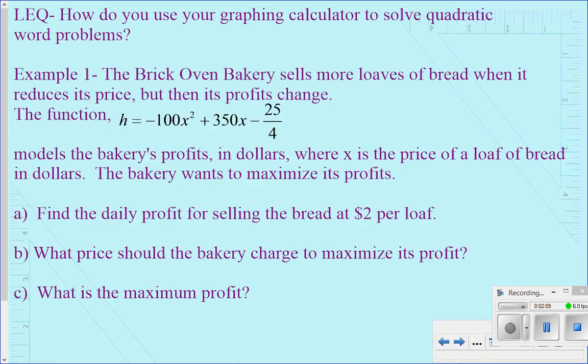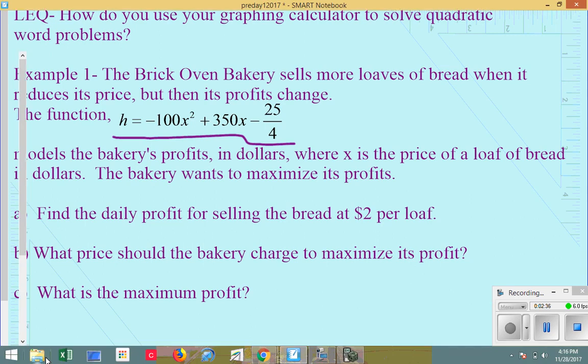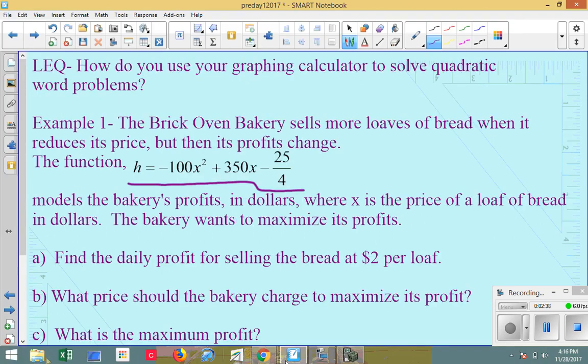Okay, so today we revisited some application problems that we had done before break. This time, though, we used the graphing calculator. So in your notes, go ahead and put this equation. And the very first thing we did was just enter that equation into the graphing calculator. So I'm going to do that while you follow along with me here.